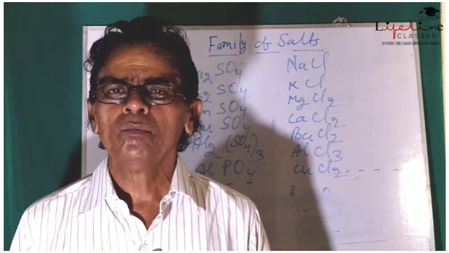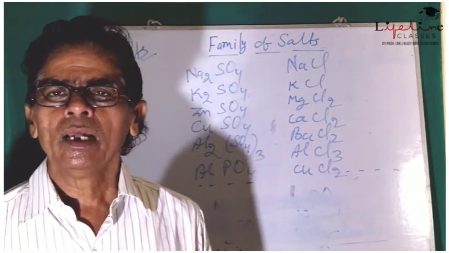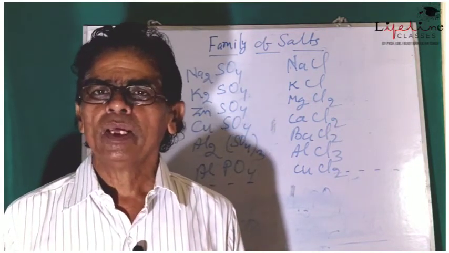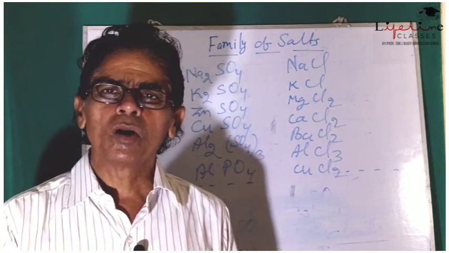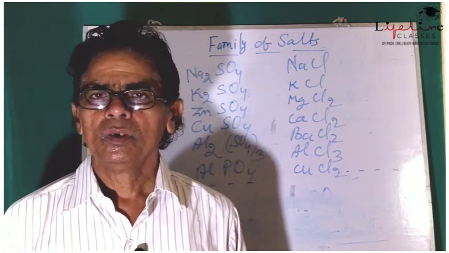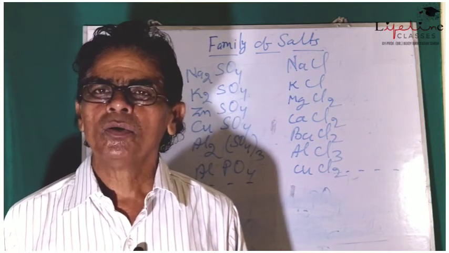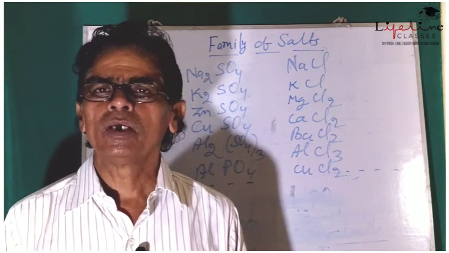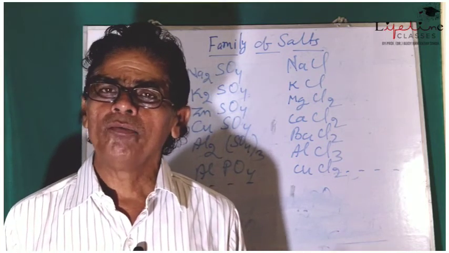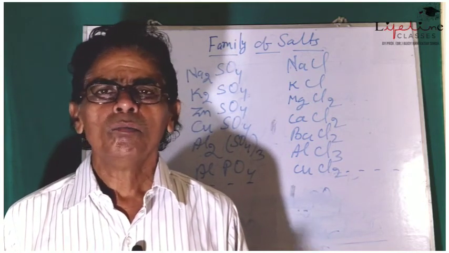and the resultant solution will be basic in nature, and it can be tested if we dip a red litmus into the solution, which gets turned blue. This is the indication of the basic nature of the solution. So the salts of a strong base and weak acids are called basic salts.